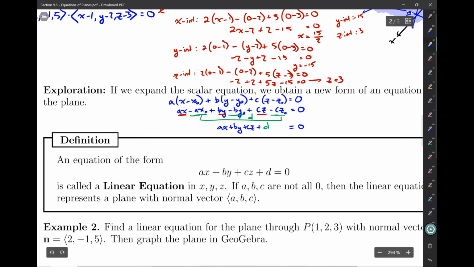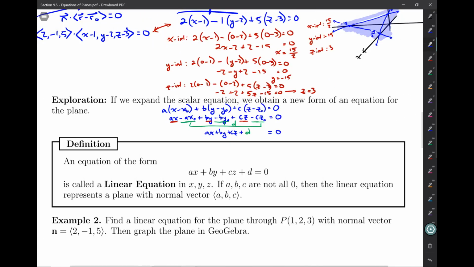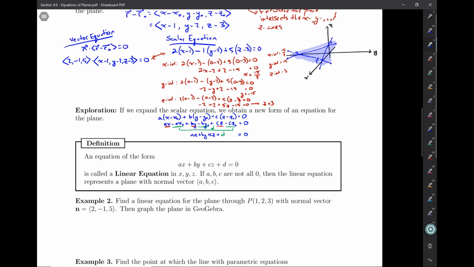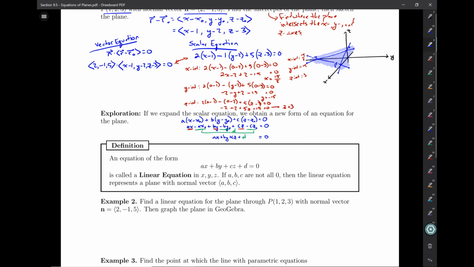a third example. We're going to have the exact same setup. We have this point, P, which is 1, 2, 3. We have this normal vector, N, which is 2, negative 1, 5. Let's find a linear equation for this plane, and then graph this plane in GeoGebra. Now we already have two other equations for this plane right up here. We have a vector equation, we have a scalar equation. Now in order to actually get the linear equation, all we did is we took our scalar equation and we just multiplied everything through. So let's try that.